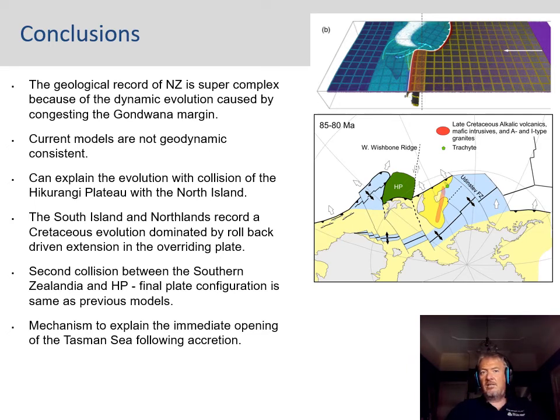The present day tectonic models are not consistent with dynamic models, but we think we can overcome this inconsistency by explaining a model where the Hikurangi Plateau collided with the North Island, and the South Island and Northland record a period of subduction rollback and extension in the overriding plate. There was a second phase of collision between southern Zealandia and the Hikurangi Plateau following this rollback event. We believe that this model that we're proposing is a mechanism to explain the opening of the Tasman Sea.